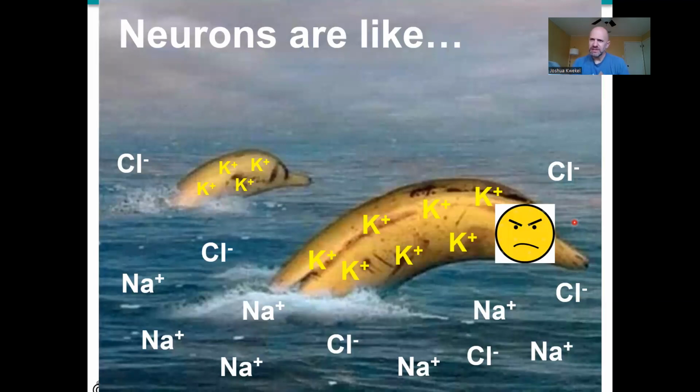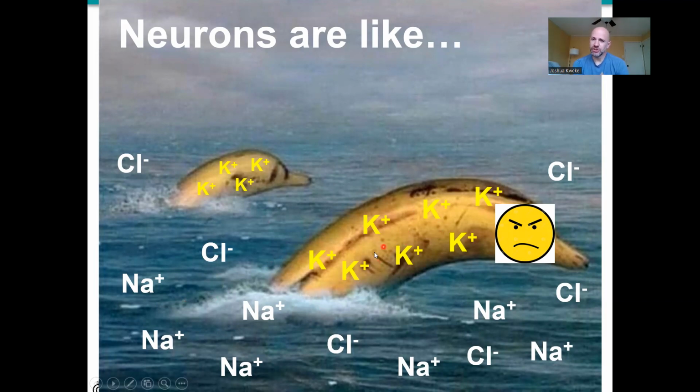Again, just re-emphasizing what's the normal status of these ions in cells. Okay, cells are like a banana in the ocean. Okay, the cell is the banana. The cell is full of potassium. Okay, potassium is inside the cell, high concentrations. Outside the cell, lots of sodium chloride, like ocean water, okay, salt water.